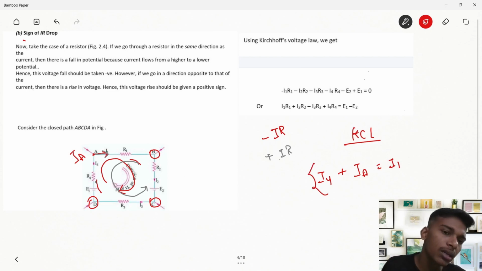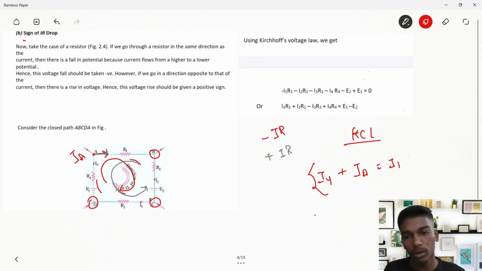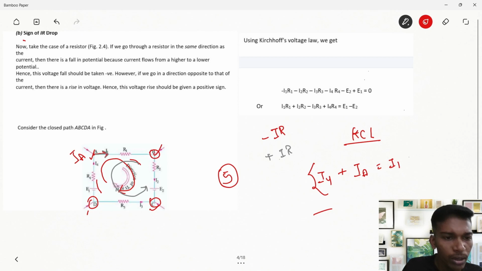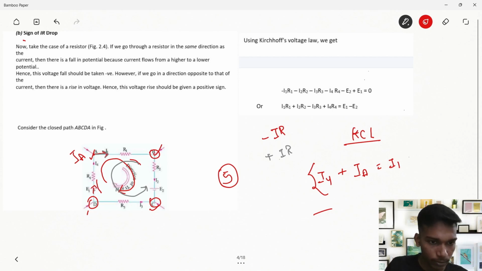And we are going to apply KVL in the whole loop. Then we will get one of the equations. Then we will solve all the equations. Here we are going to get 1, 2, 3, 4, and 5, five equations. The current flow won't be the same everywhere because current is entering, right? And the current is traveling out from this potential, passing through R4, and some currents are getting introduced.